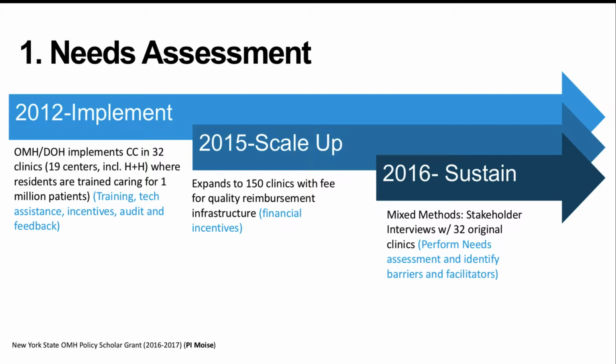Using strategies like technical assistance, training, incentives in the forms of grants, and audit and feedback, the state successfully implemented collaborative care in 32 clinics across New York State. And so this was actually quite effective. They improved screening, they improved clinical outcomes in these clinics across the state. The state scaled up this program in more than 150 clinics in 2015, and more recently we're nearing 200 clinics.